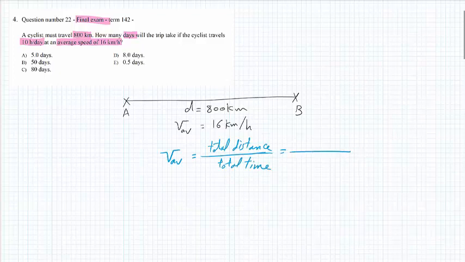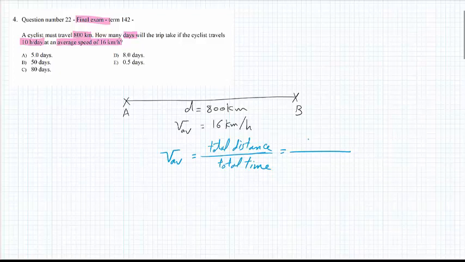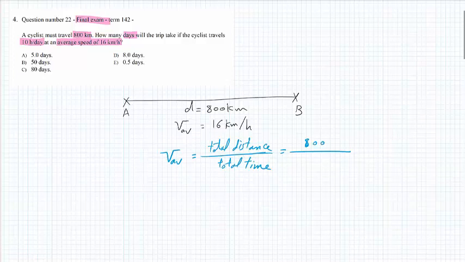If we substitute here, 800 kilometers divided by 16 kilometers per hour, we can use our calculator. That's 50 hours. So the time required for this trip will be 50 hours.